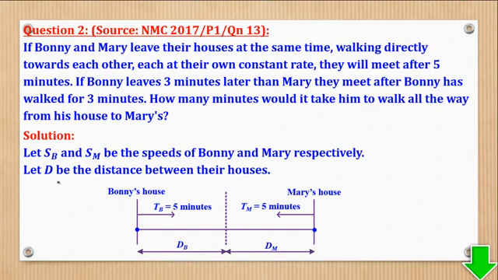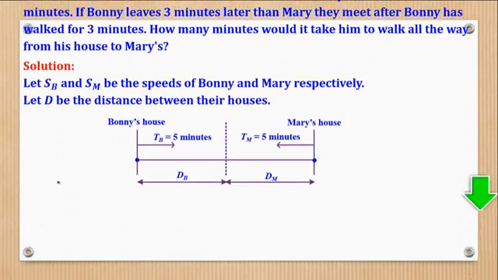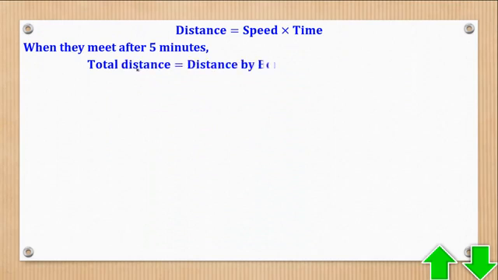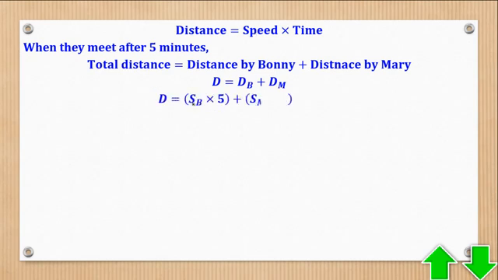Then you remember that distance is speed times time. Therefore, when you substitute, when they meet after 5 minutes, total distance will be distance moved by Bonnie plus distance moved by Mary. That is dB plus dm. And the distance is speed times time. So speed for Bonnie times the time taken plus speed for Mary times the time taken. These have unknowns, so we shall call it equation 1. When you see us putting equation 1, what should come to your mind is simultaneous equations. So let's go to the next case.